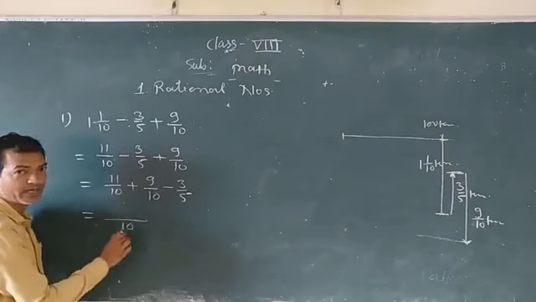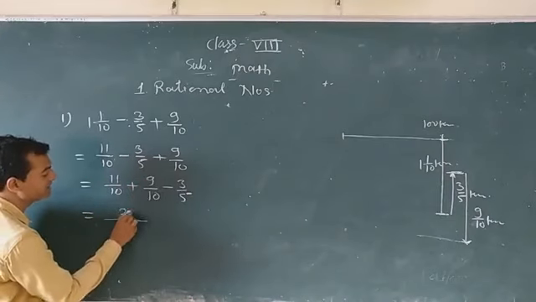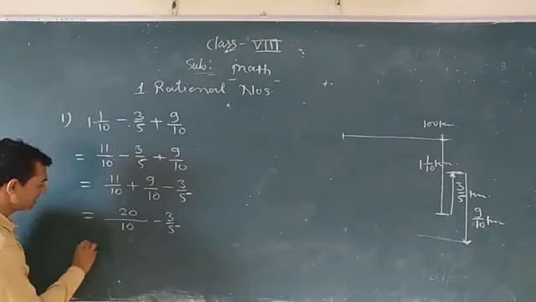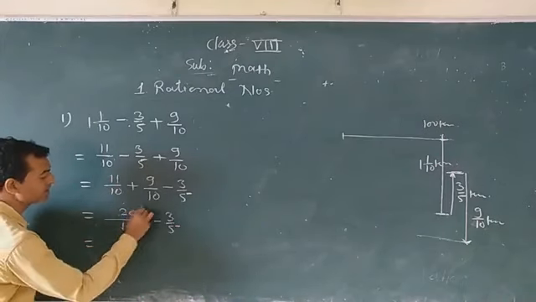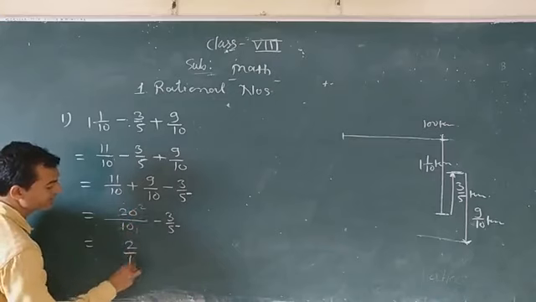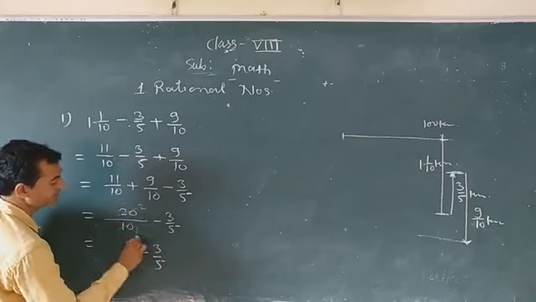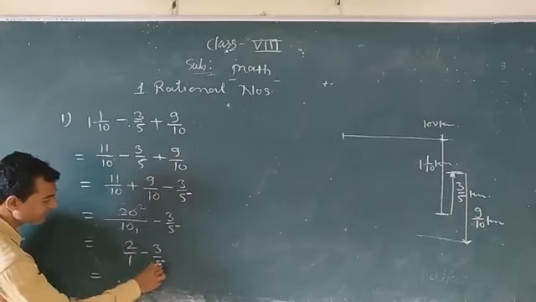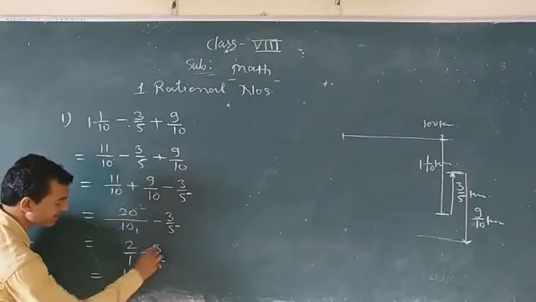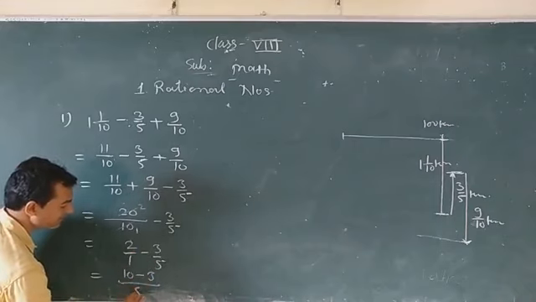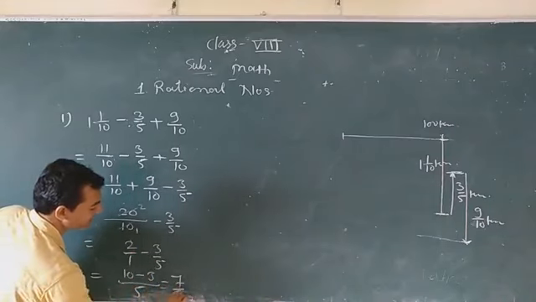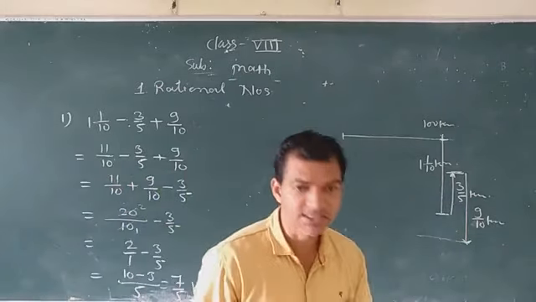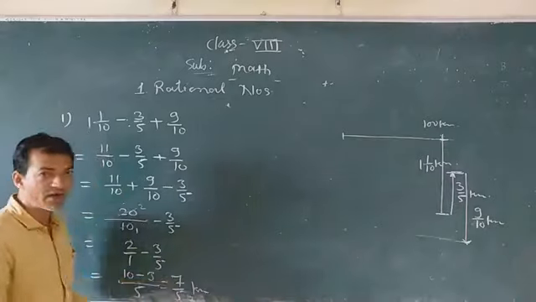You have to add only the numerators, that is 11 plus 9, that is 20, and this one is minus 3 by 5. Understood? Now here 10 twos are 20 over 10, so you can take 2 by 1 minus 3 by 5. Okay, understood? Now you have to take the cross product. 5 twos are 10 minus 3 ones are 3, divided by 5 ones are 5. So you can get 7 by 5. 7 by 5 kilometer. Kilometer? Yes, it is given here. 7 by 5 kilometer.